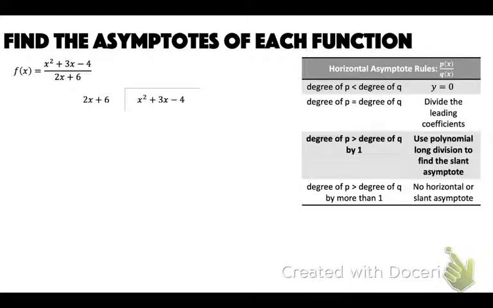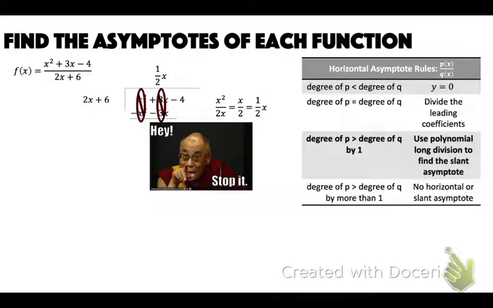We divide this, x squared divided by 2x is x over 2, or 1/2 x. Multiply, you get x squared plus 3x. Subtract, change those signs. Because now you'd be left with that negative 4, which negative 4 divided by 2x, that would just be your remainder. So we have a slant asymptote at y equals 1/2 x.